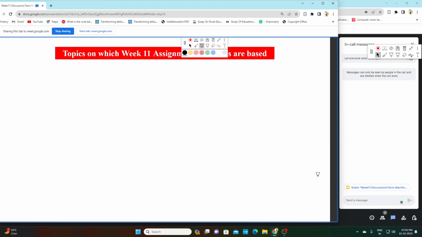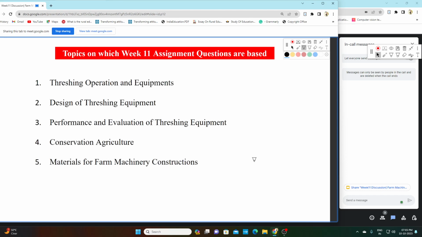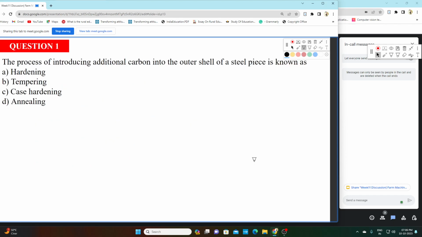So this is all about the theory part. Then we will discuss the questions that are very similar to your assignment. Today the questions are regarding threshing operation and equipments. Second is design of threshing equipment. Third is performance and evaluation of threshing equipment. Fourth is conservation agriculture, and fifth is materials for farm machinery construction. So these are the five topics from which we will discuss questions similar to your assignment 11.